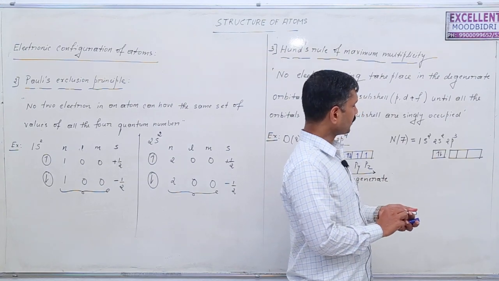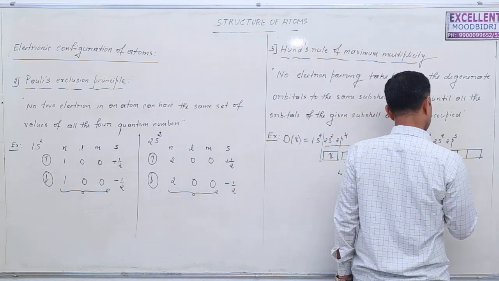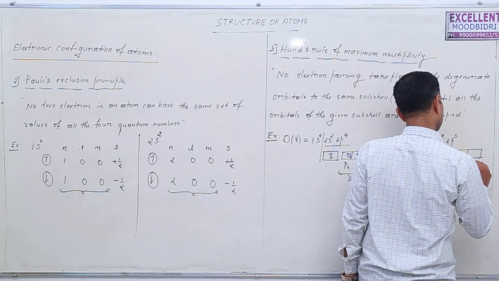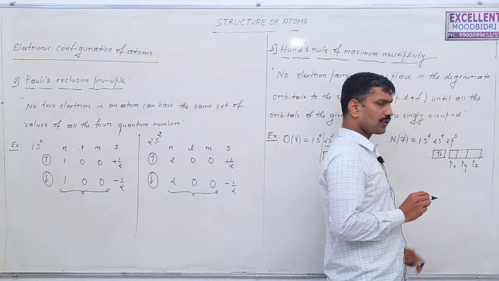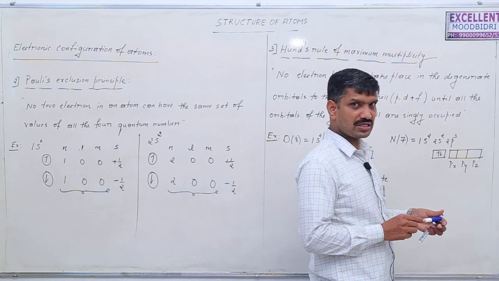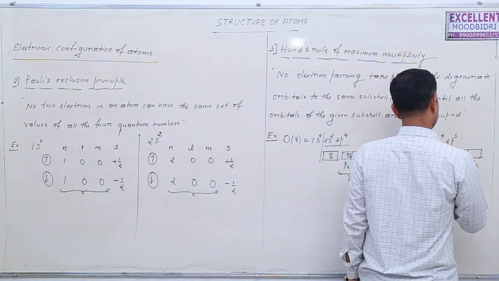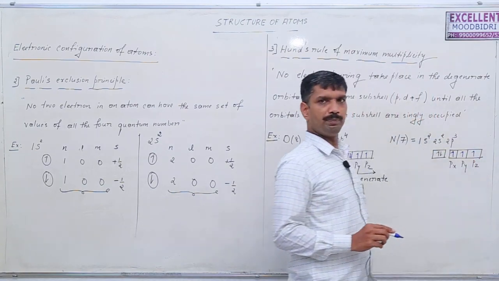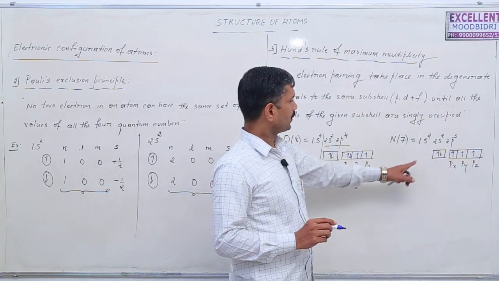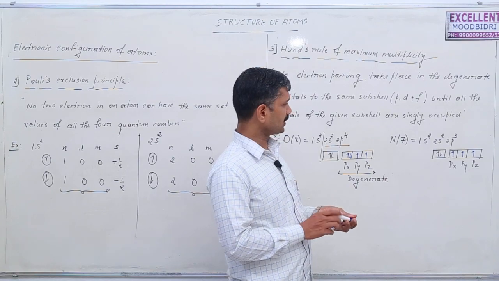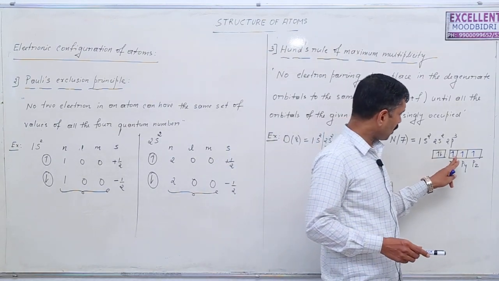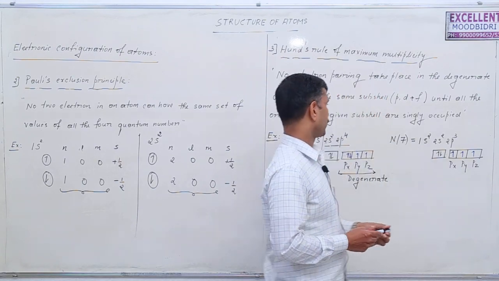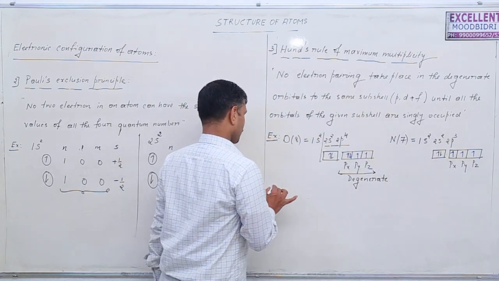Here this is represented as px, py, pz. There are 3 electrons present here. So 1 here, 1 here, 1 here. This is p3, and this is 2s. First all the orbitals are singly occupied, then electrons go for pairing. Okay, go for the next example.